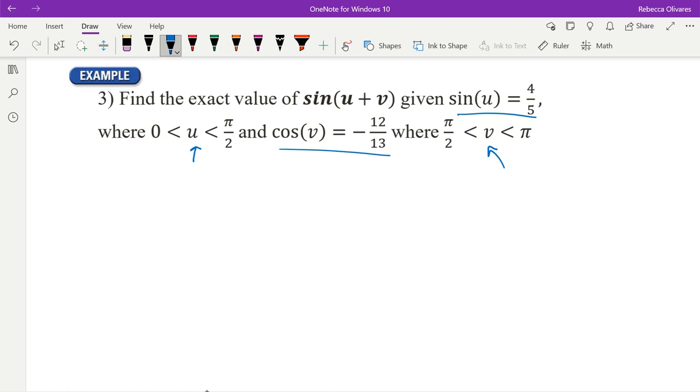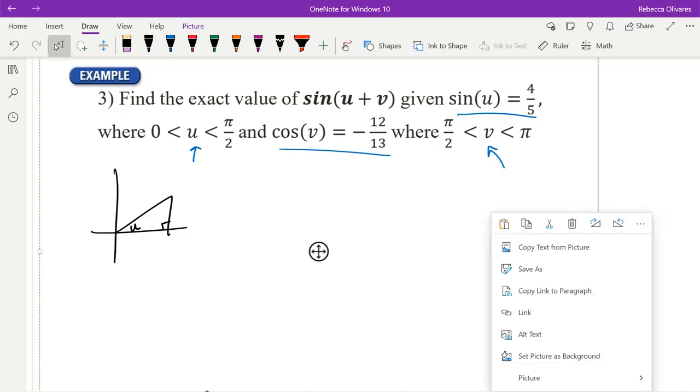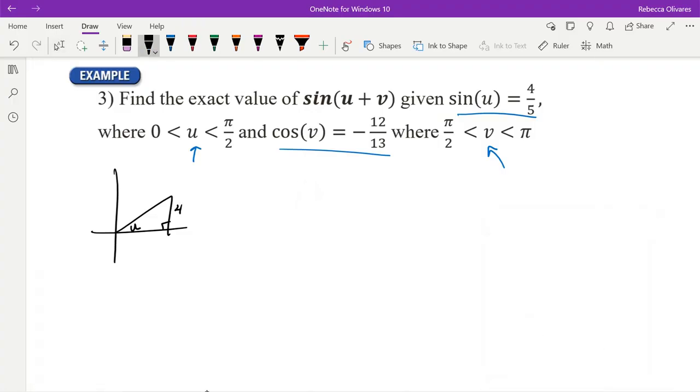So what I'm going to do is I'm going to draw two triangles. So angle u is in quadrant 1. So let's call that angle u right there. And the sine is 4/5, so the opposite would be 4, and the hypotenuse would be 5. And we can do the Pythagorean theorem, but this is a Pythagorean triple. The adjacent side would be 3.